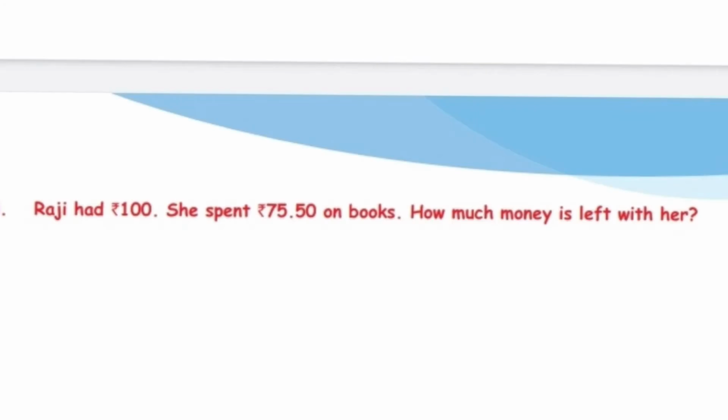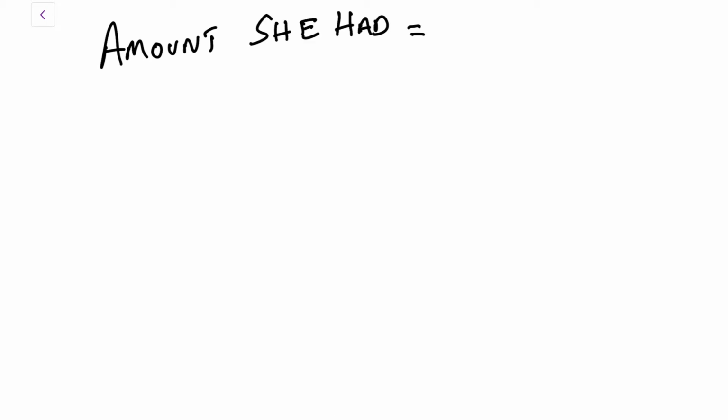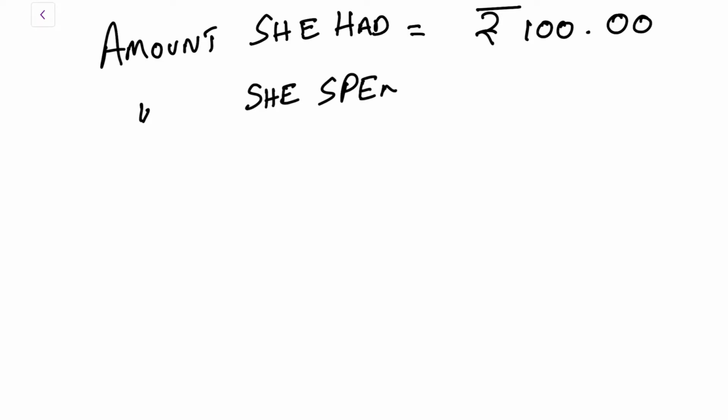Alright, let's solve a word problem with subtraction. Here's the question. Raji had 100 rupees. She spent 75 rupees and 50 paise on books, or 75.50 on books. How much money is left with her? What is the amount she had initially? 100 rupees. That's right. 100 rupees can be written as 100.00. How much did Raji spend? It's given there. 75 rupees 50 paise, or you can write it as 75.50.